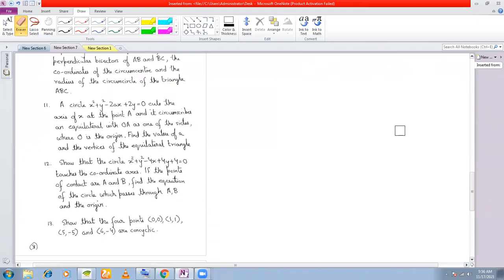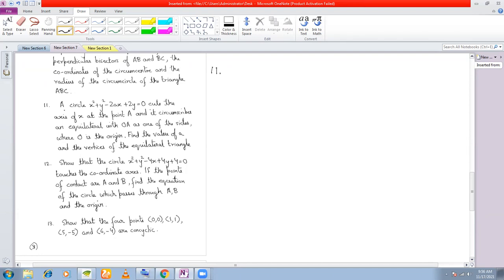Number 11. The question is, a circle x square plus y square minus 2ax plus 2y cuts the axis of x at the point A. So this circle, whose equation is given to you, intersects the x-axis at the point A, and it circumscribes an equilateral triangle. What do you mean by circumscribes an equilateral triangle? It passes through the 3 vertices of the equilateral triangle with OA as one of its sides, where O is the origin. Find the value of A.